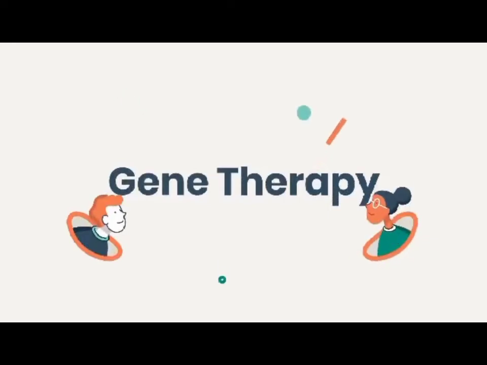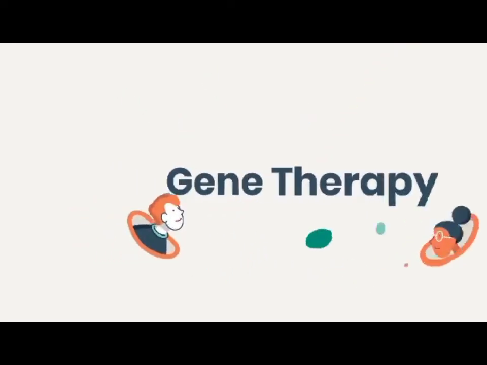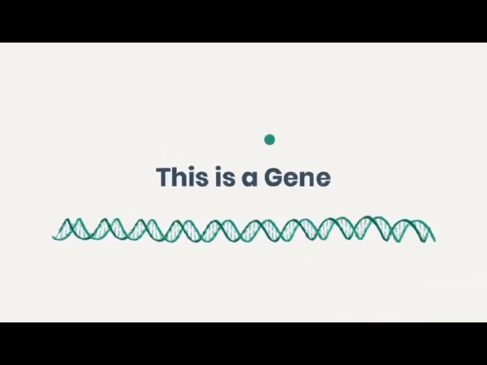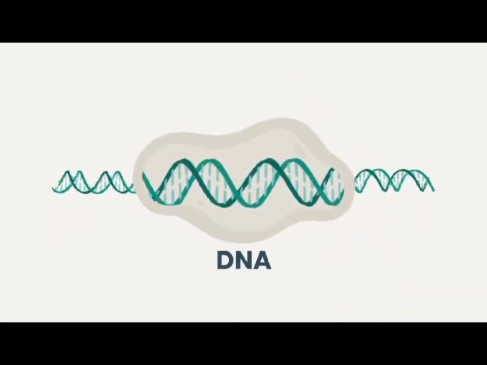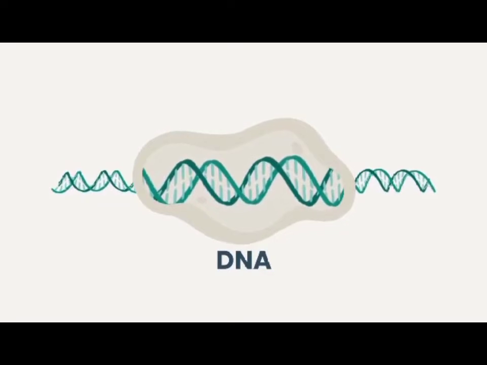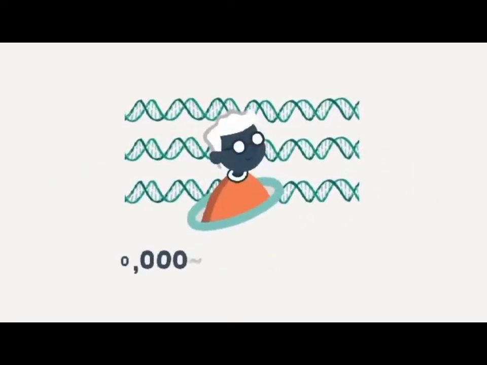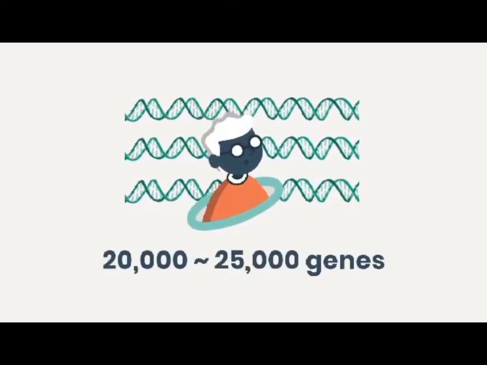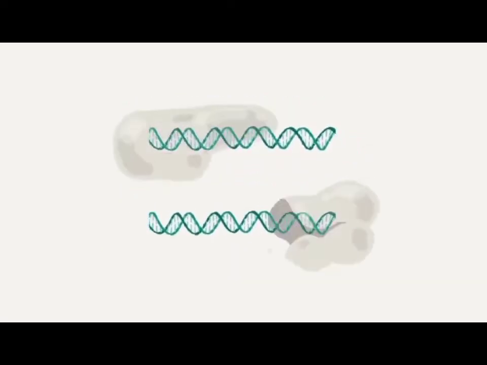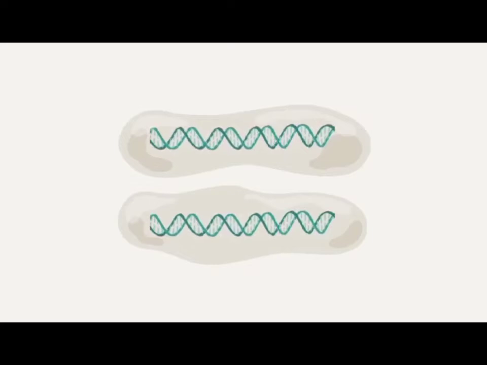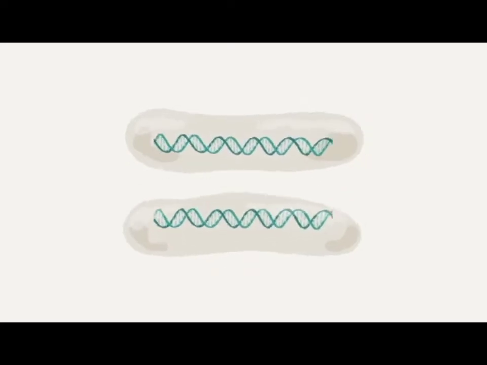So, what exactly is gene therapy? First, let's start with the basics. This is a gene. Genes are made up of DNA, which are the blueprints to build the enzymes or proteins that do the work for your body. As far as we know, humans have between 20,000 and 25,000 genes, and most people have 2 copies of each gene, inherited from each of our parents.